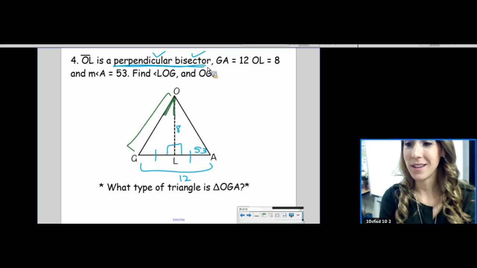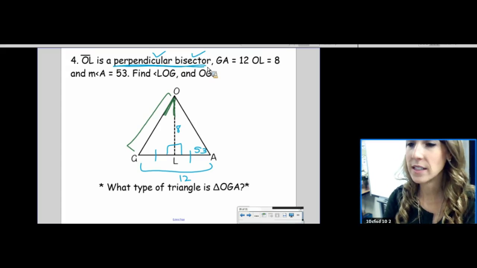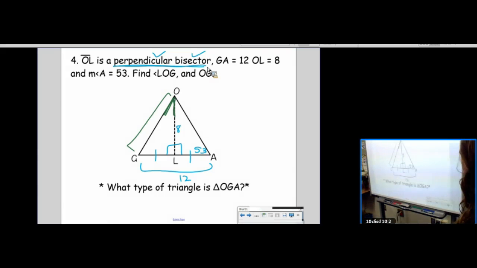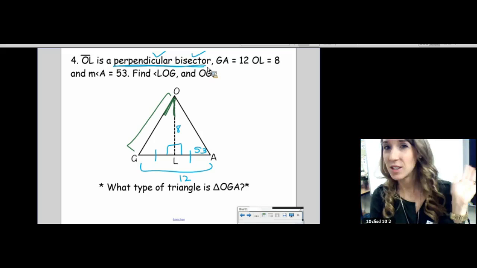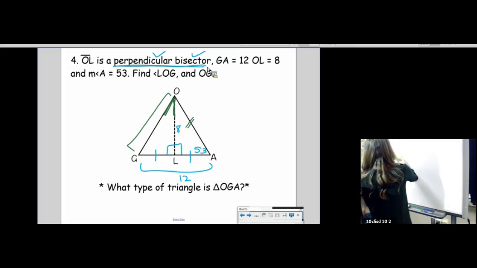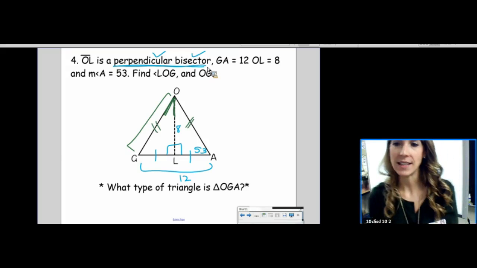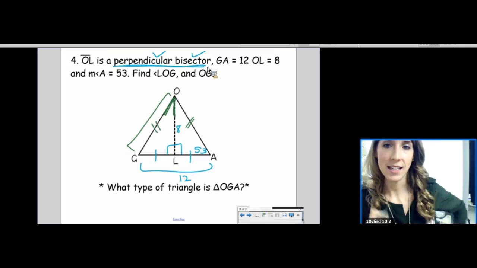The cool thing is we don't need to solve for x at all. What kind of triangle is OGA? Well, when a perpendicular bisector goes through a vertex, story over. It is at least an isosceles triangle. It could be equilateral, but it's not in this case. But it's at least an isosceles triangle when a perpendicular bisector goes through a vertex.